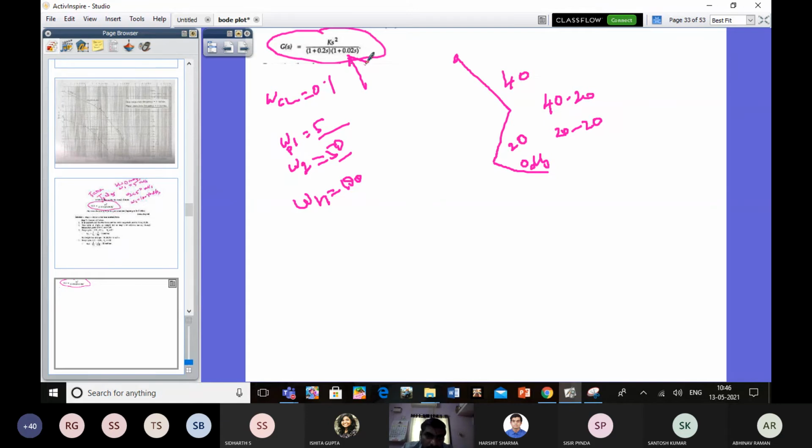Again, one more pole, T equal to 0.02. The corner frequency is 50 radians per second. It can contribute minus 20 dB. Already the slope was plus 20 dB. Plus 20 minus 20, the slope will be 0 dB.